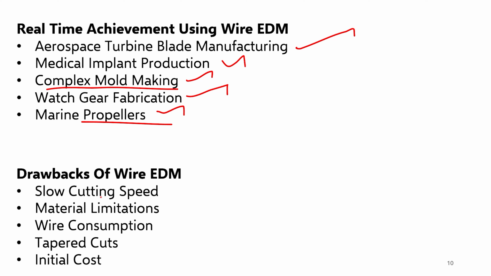Drawbacks of wire EDM are its slow cutting speed. Material limitations: only conducting materials can be used, but in some cases ceramics also can be used by coating them with a conducting material. And wire consumption: even though the wire is consumed at a very low rate, the wire is wasted. Tapered cuts: the kerf width may increase with the reduction of cutting speed. Then the initial cost is too high, as for any non-traditional machine setup.